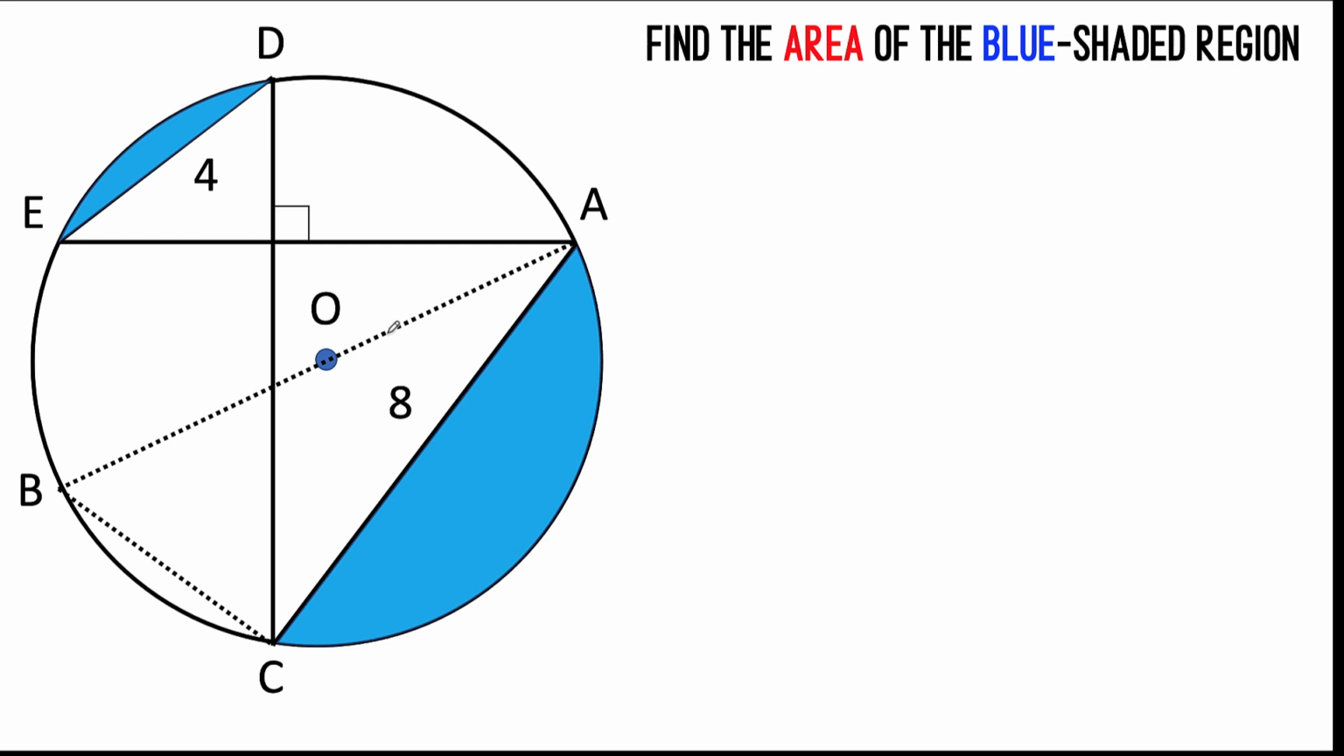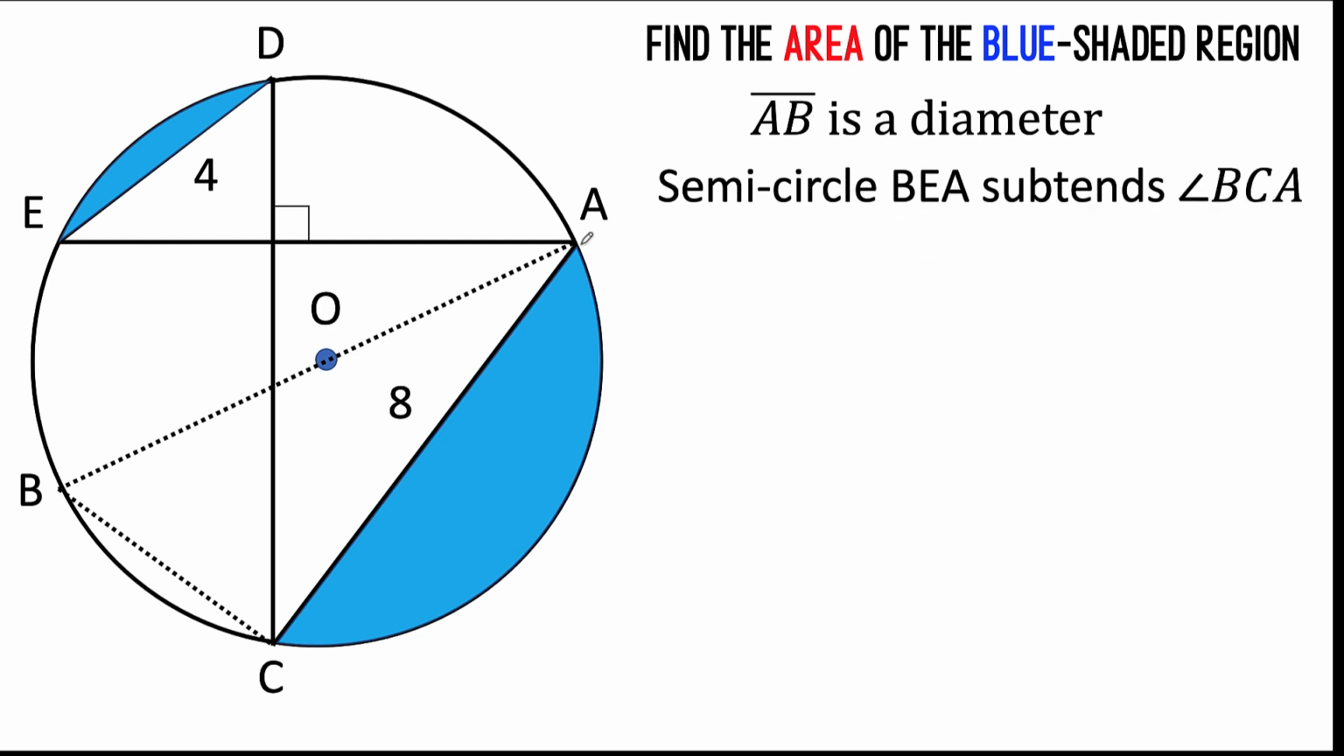Now, what can we say about AB? Segment AB is a diameter. That means this line segment divides the circle into two semicircles. So BEA is a semicircle that subtends angle BCA.